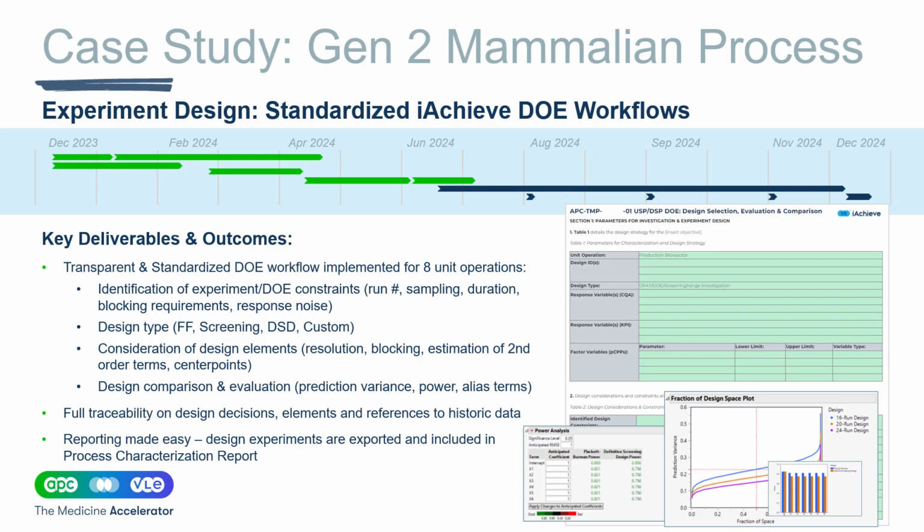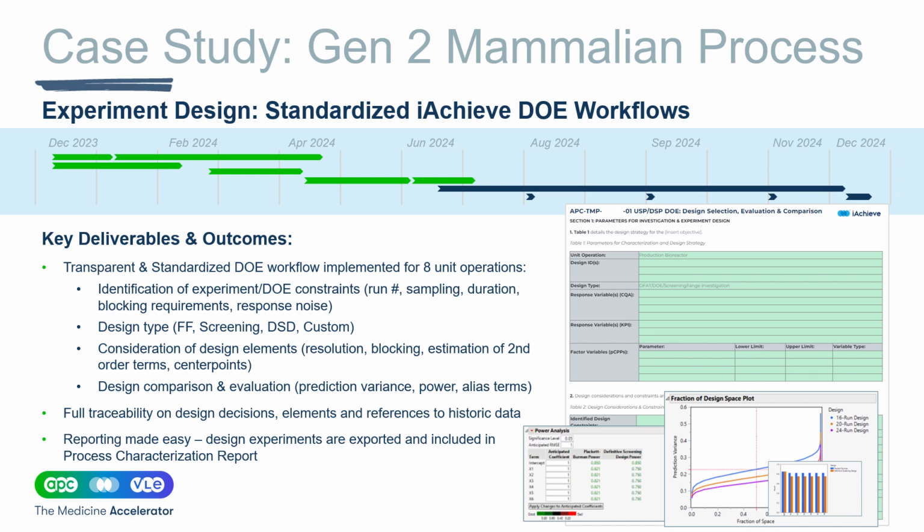Our DOE workflows are something we've developed iteratively over the years with our engineering and data science teams and offer a really good opportunity for discussion and traceability on our study designs. We do this through the DOE design templates on iAchieve, which are used to standardize the design process across the programs. Here we track all design considerations and constraints from the number of runs available, study durations, or sampling limitations, but we also evaluate critical design elements, including the design type, resolution, inclusion of second order effects or blocking requirements.